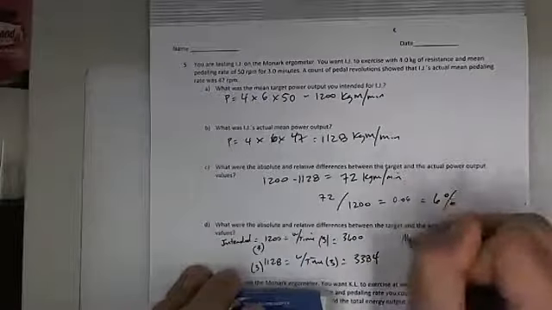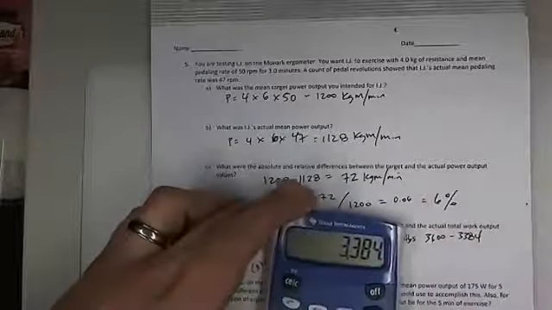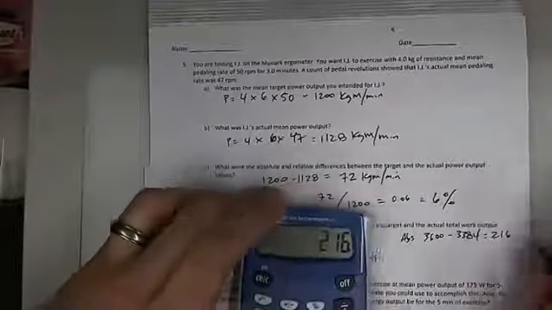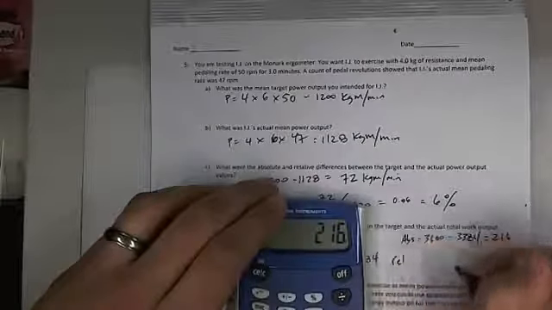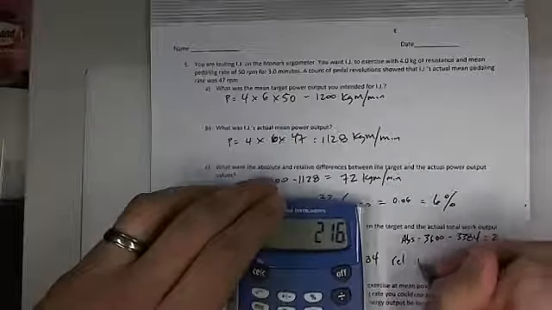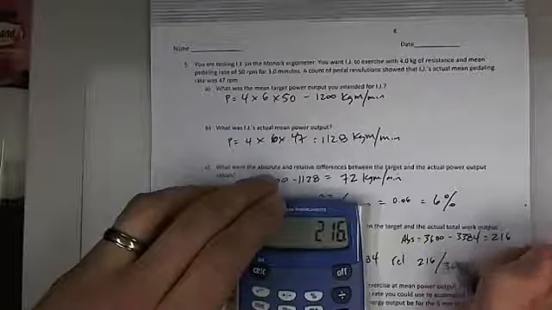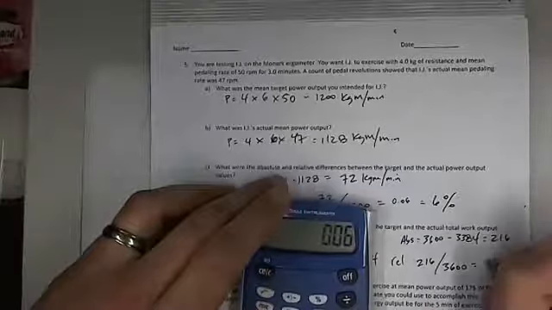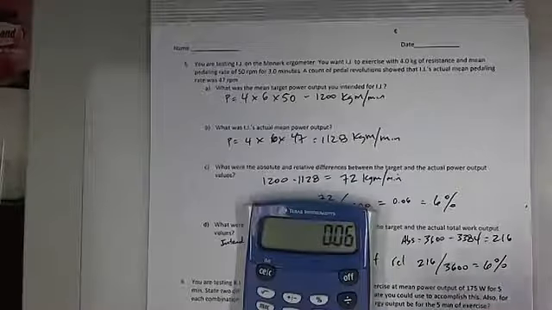So what is the absolute? 3600 minus 3384 equals 216. The relative is then our absolute divided by our original, or intended in this case, 3600, gives us 6%. 0.06 times 100 gives us 6%, which makes sense since we're multiplying by the same values that relative does not change.